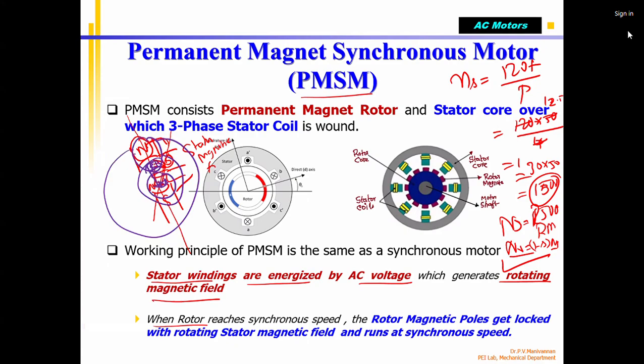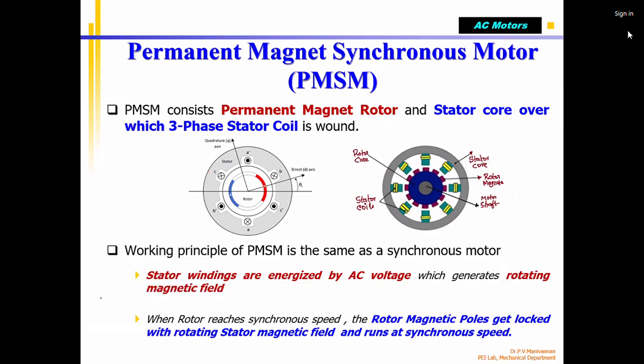That means initially you need a starter motor, an additional motor, to bring the rotor close to synchronous speed so that the rotor magnet gets locked. After that, you can remove the external small motor. The synchronous motor will start rotating, and then you can connect your load. Please note the load cannot be connected directly before the rotor reaches synchronous speed and gets locked. These are a few things you have to note in the case of a synchronous motor.